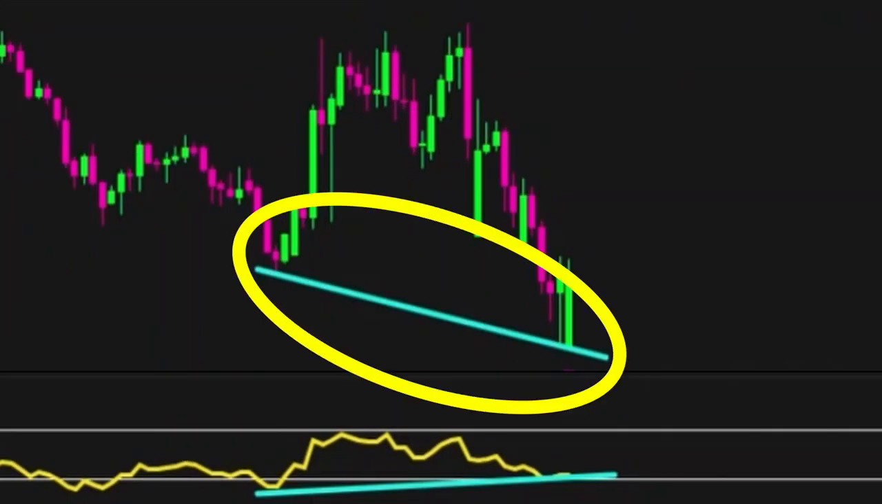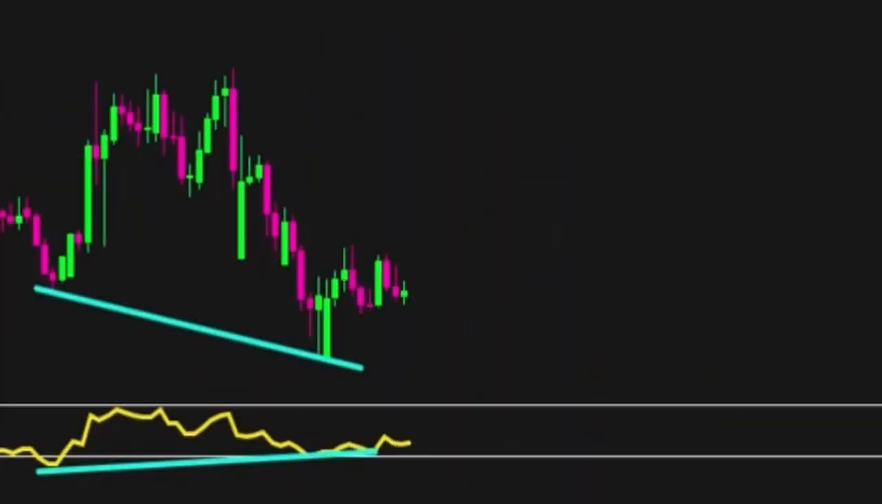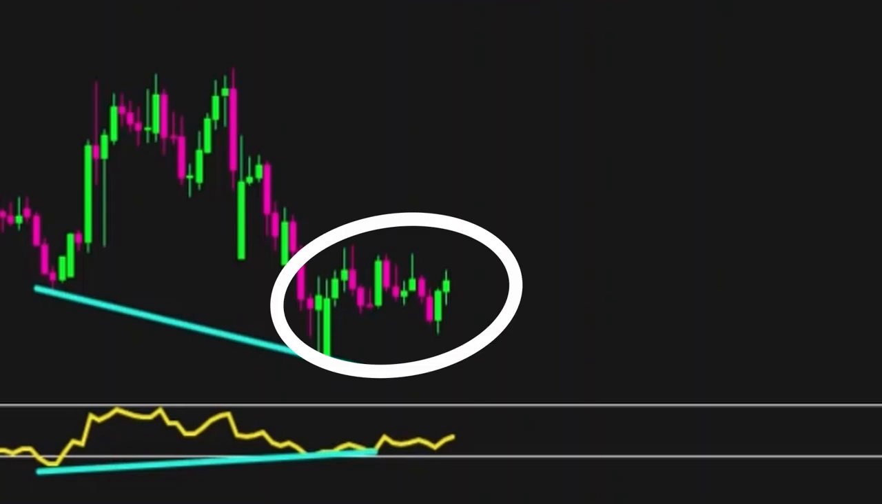The price is making lower lows, but the RSI line is making higher lows. This is what we call the bullish divergence. This indicates that the current market trend is weakening and a new trend would start soon. The market also responded to this by making some bullish candles on the chart.